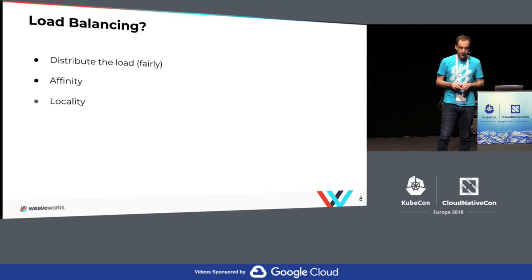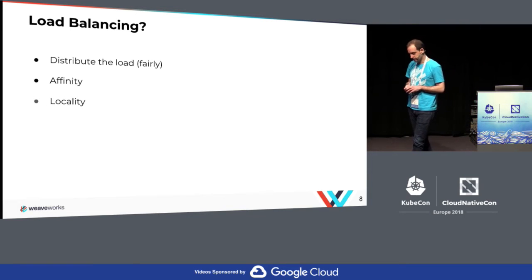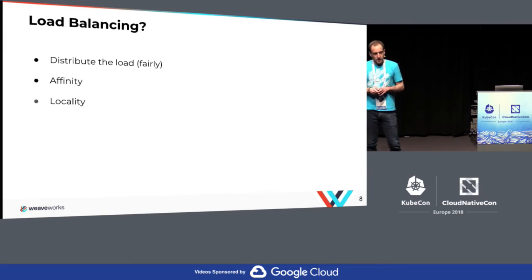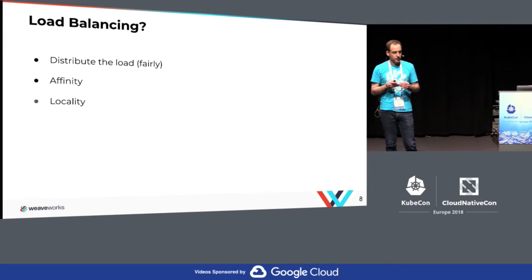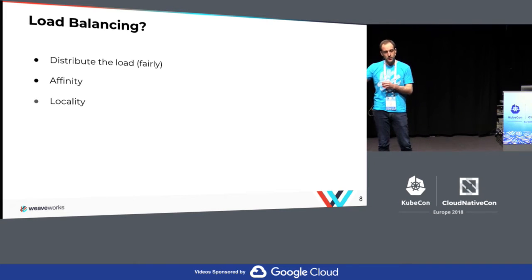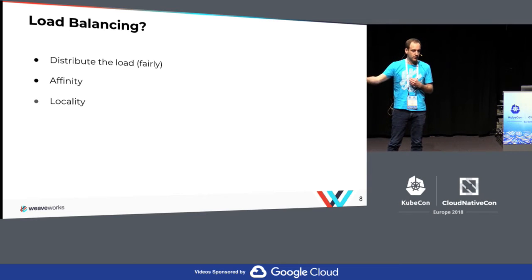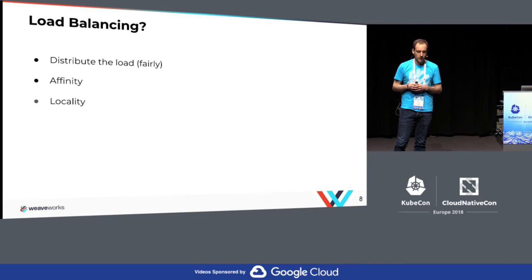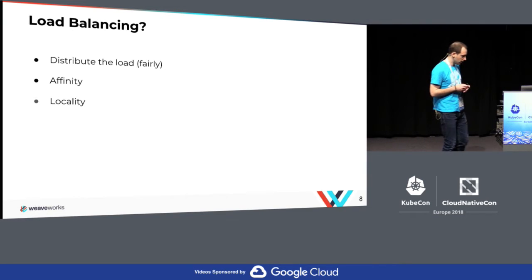Locality is another very interesting property of load balancing. Two examples here. If the service you want to connect to has a pod running on the same node, you probably want to connect to that pod on the same node, rather than trying to go on a different rack or availability zone or data center. So there's some kind of cache hierarchy there, where you want to connect to the closest pod, whatever the closest means.